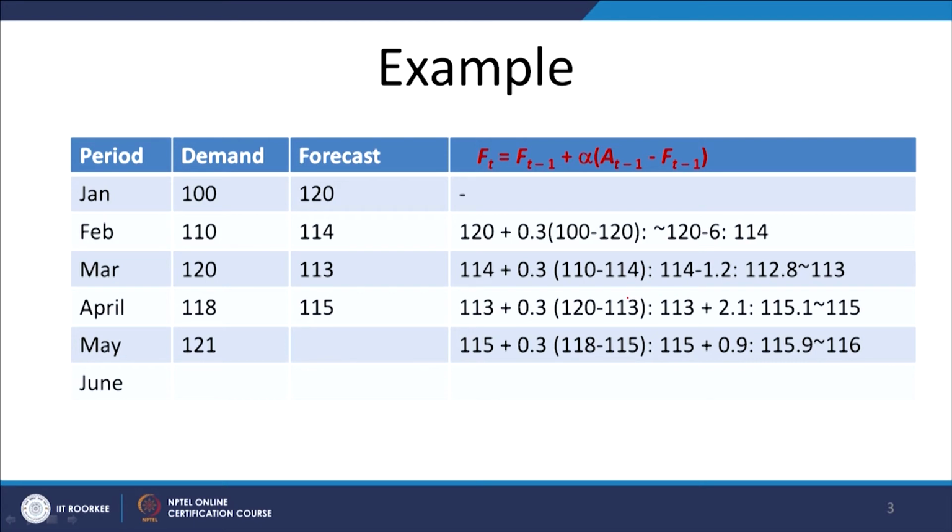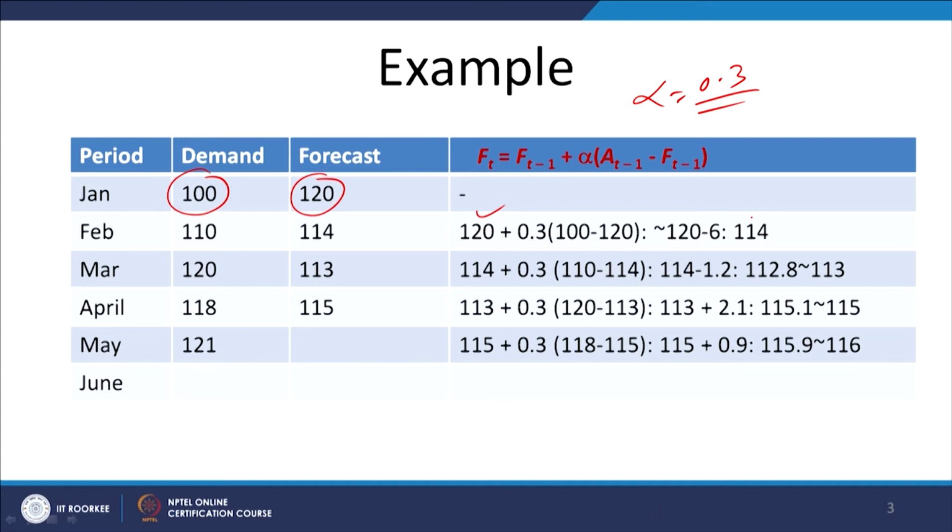So, this is another example, considering the data for the previous periods also. For the January data, the actual demand is 100 and the forecast is 120. So, 120 plus 0.3, assuming that alpha is 0.3, into 100 minus 120. This will be giving us 120 minus 6. So, in this particular case the forecast is more and the demand is less.